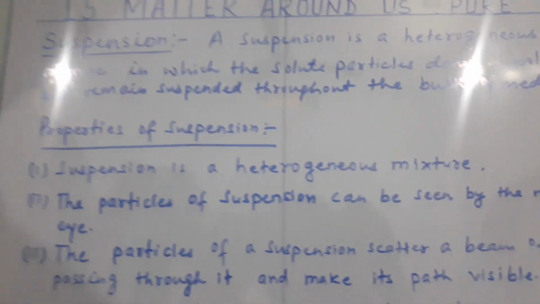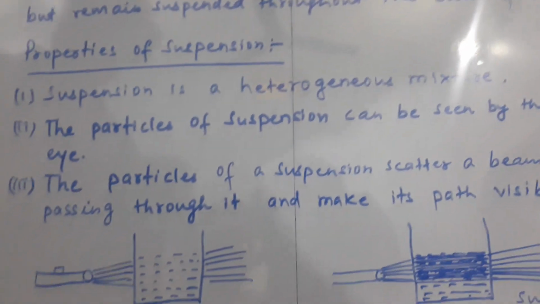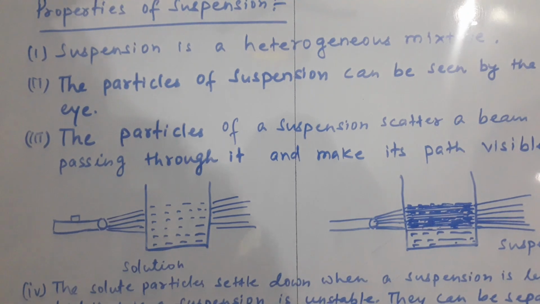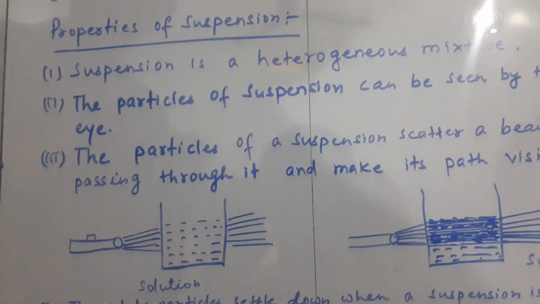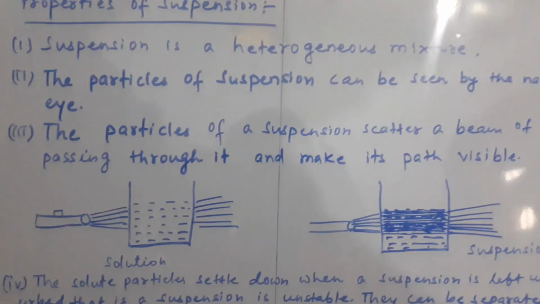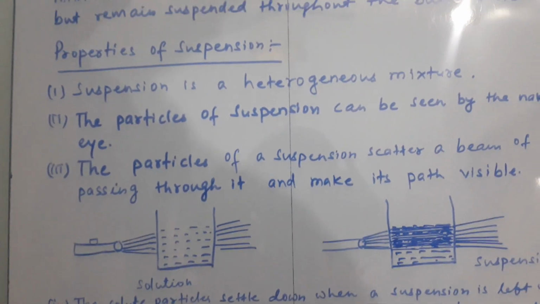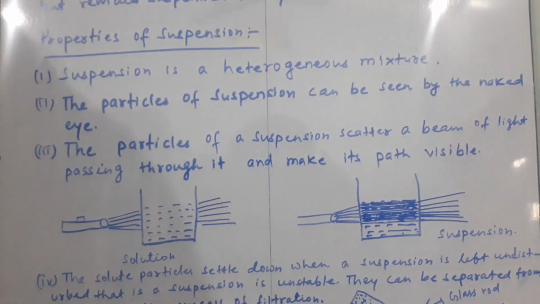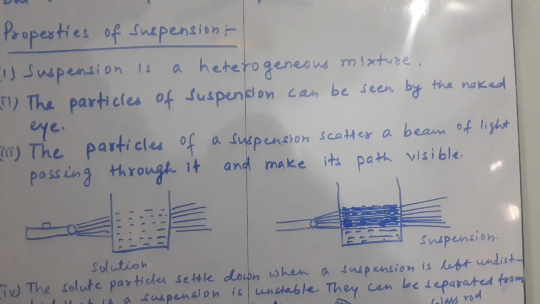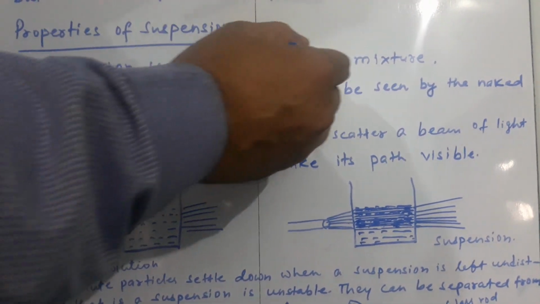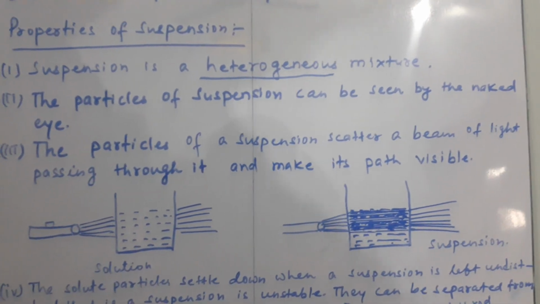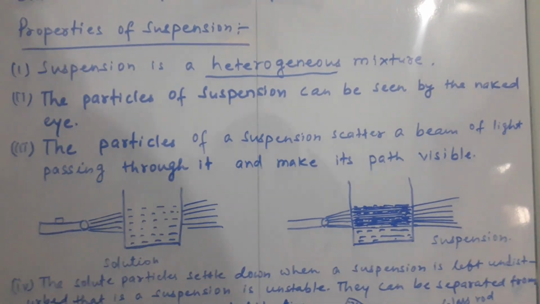Now see the properties. There are four properties of suspension, likewise the solution. First, suspension is a heterogeneous mixture. We have discussed already that all types of mixtures are categorized in two main categories, homogeneous and heterogeneous. So it is heterogeneous in nature, which means the components are not mixed properly.